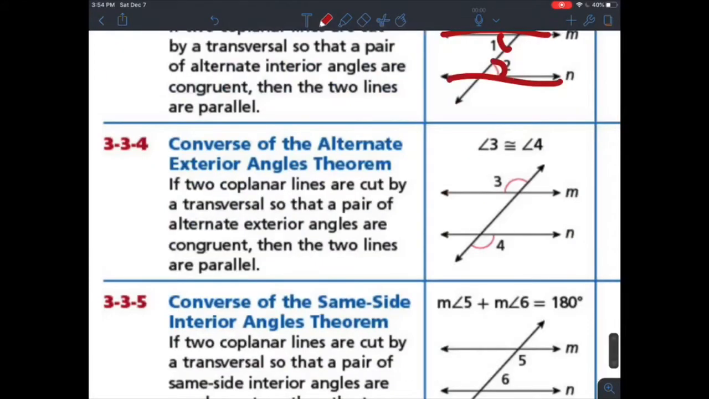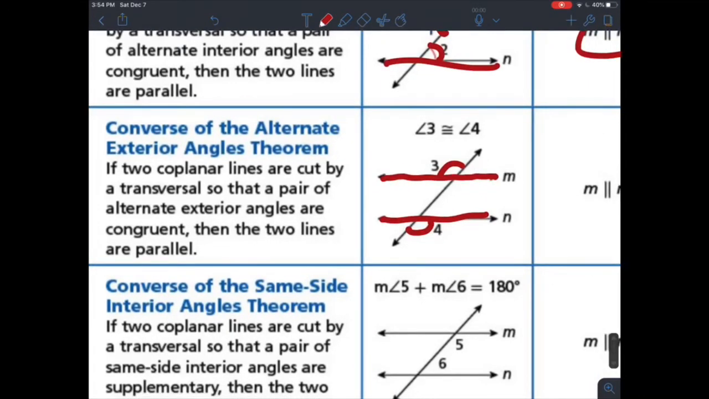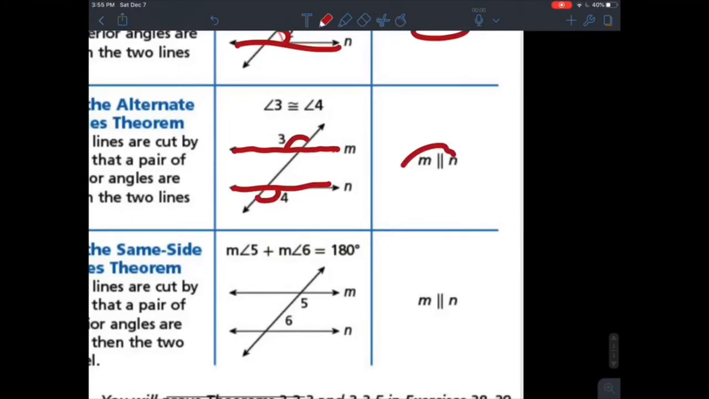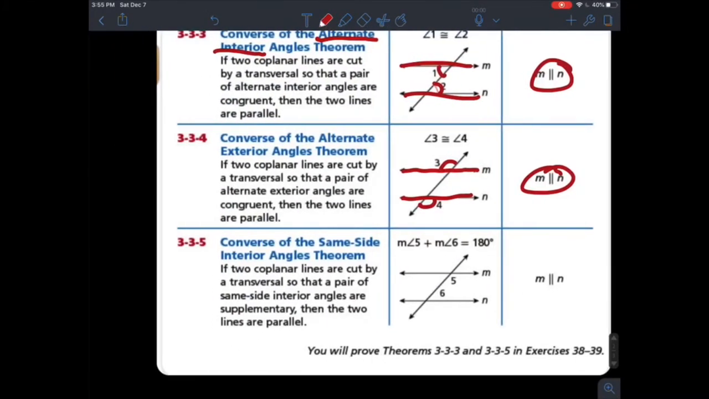Okay, so the next one is converse of alternate exterior angles. Pretty much the same thing, but we're going to be doing exterior, which means the angles are going to be on the outside. This is the exterior. So if two lines are cut by a transversal so that a pair of alternate exterior angles are congruent, then the two lines are parallel. So these are our two alternate exterior angles. They are congruent, which proves that these two lines are parallel to each other. Same here, using the converse of alternate exterior angles theorem.